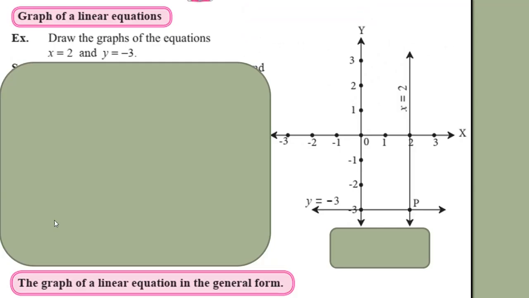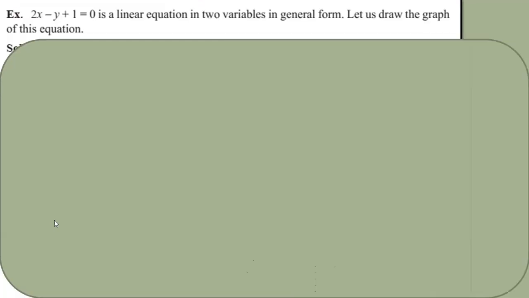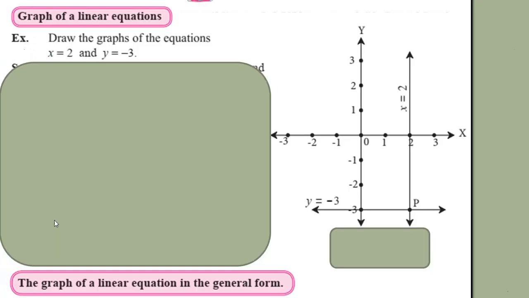Now we'll draw the graph of the equation. Here, draw the graph of the equations x is equal to 2 and y is equal to minus 3. So here x is equal to 2. This is one line, this is another line. So one line is x is equal to 2.